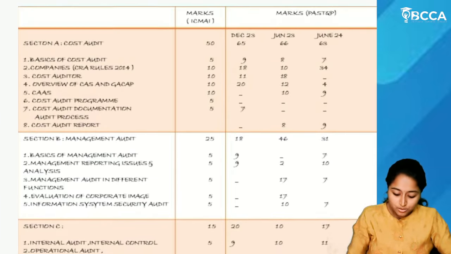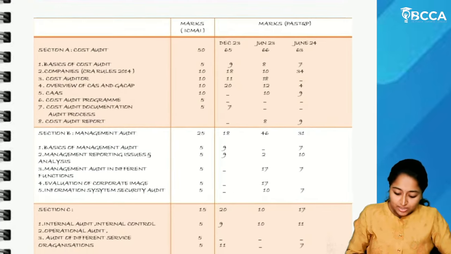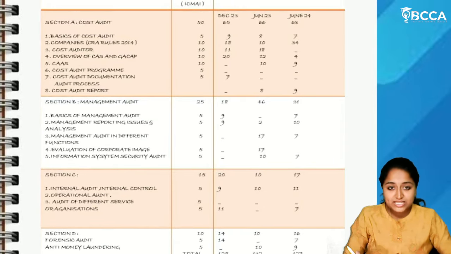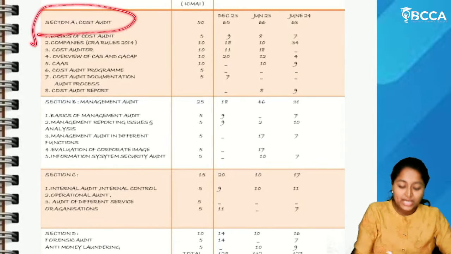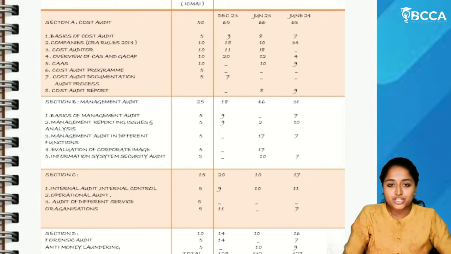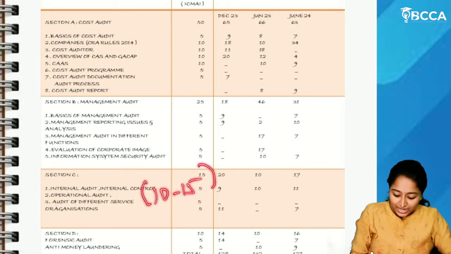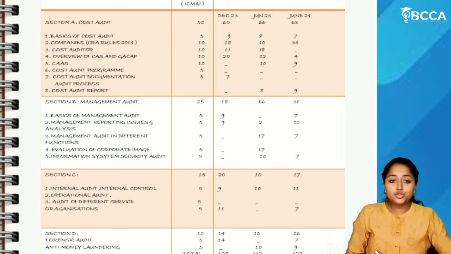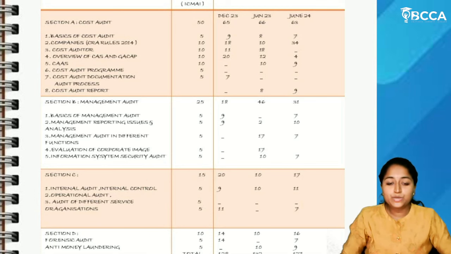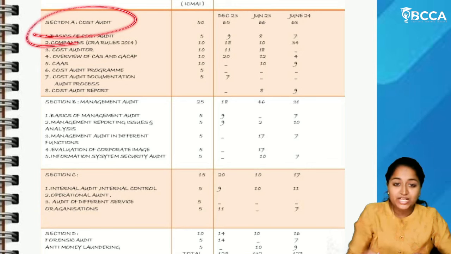Okay. So with this analysis, we can clearly say that Section A consists of most weightage in our question paper, which is around 16 marks. And coming to Section B, it is around 25 to 30 marks. Coming to Section C, it is around 10 to 15 marks. And coming to Section D, it is also for 10 to 15 marks. So the most time which we have to invest in cost and management audit will be for Section A.